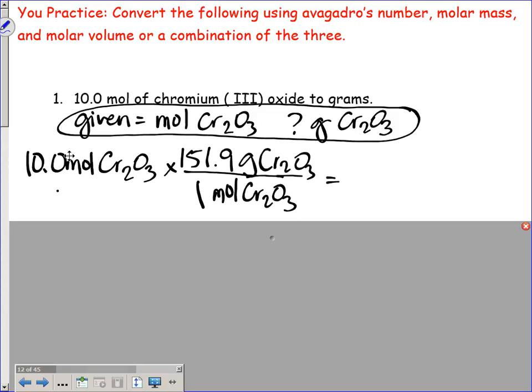Okay, and where did you get that? You have to find the molar mass of Cr2O3 by adding it up from the chromium 3 oxide. Okay, so from the periodic table, you pull the mass. Okay. So, what is it, my notes? Here it is. So, what did you guys get once you multiply 10 times 151.9?